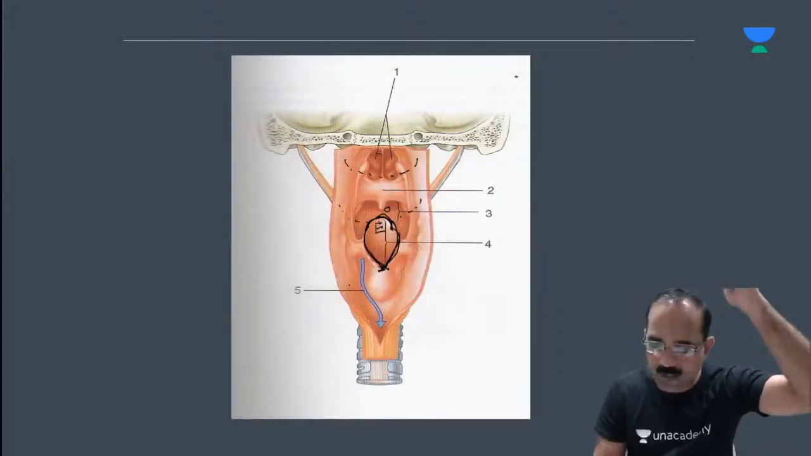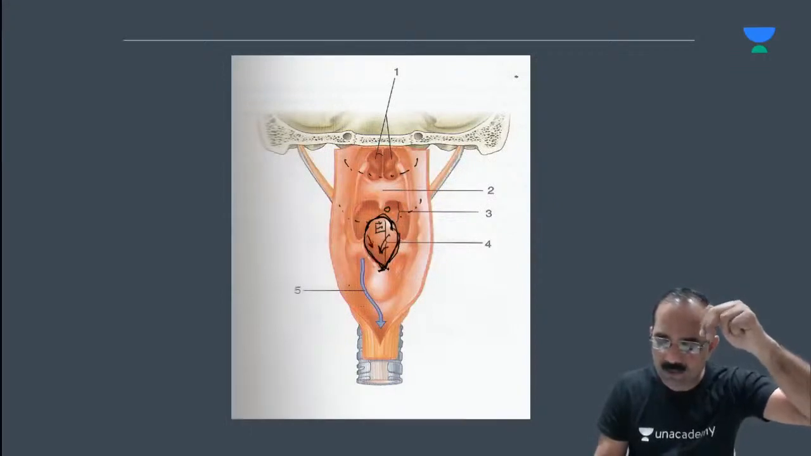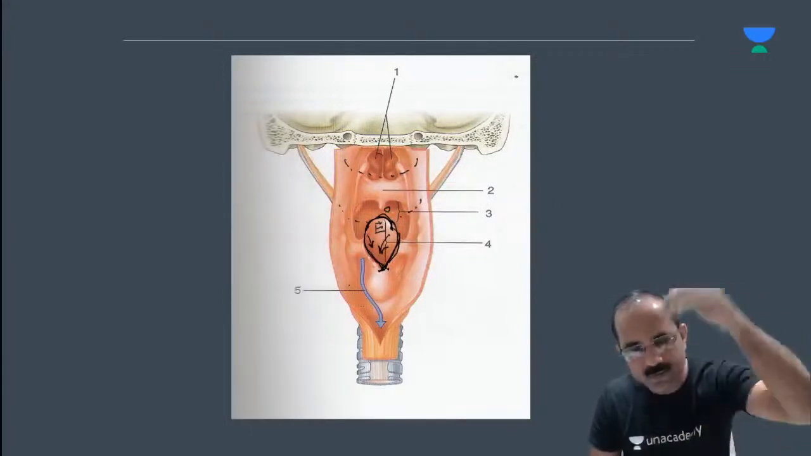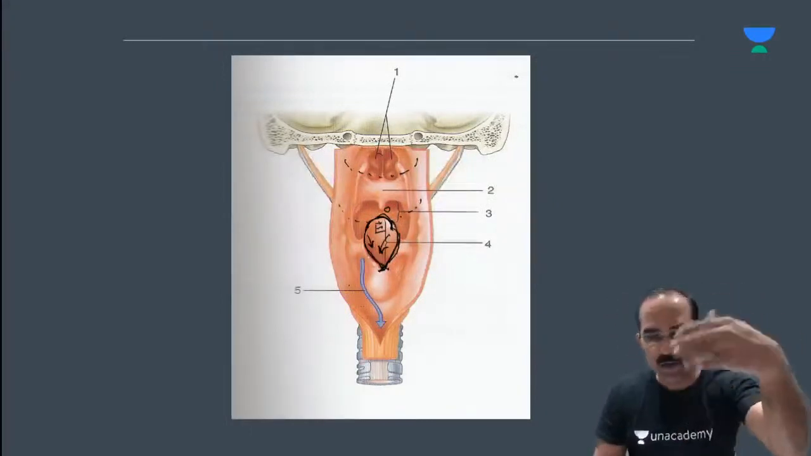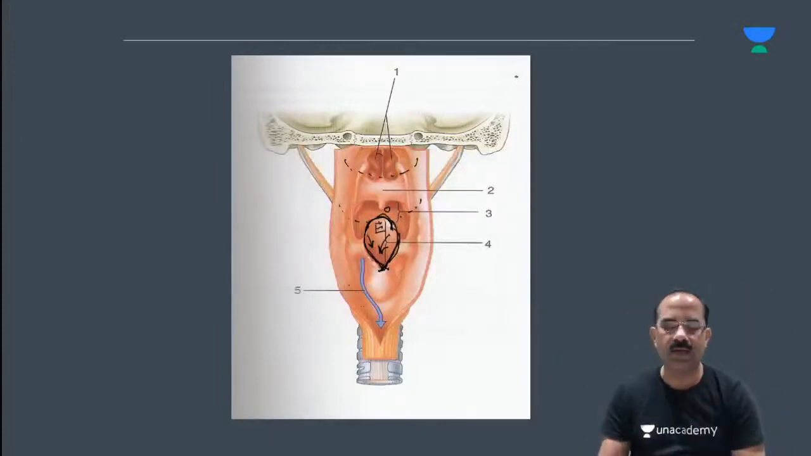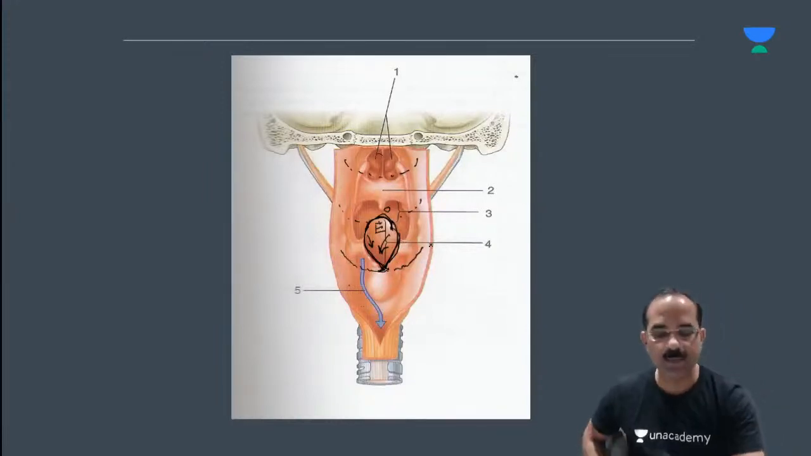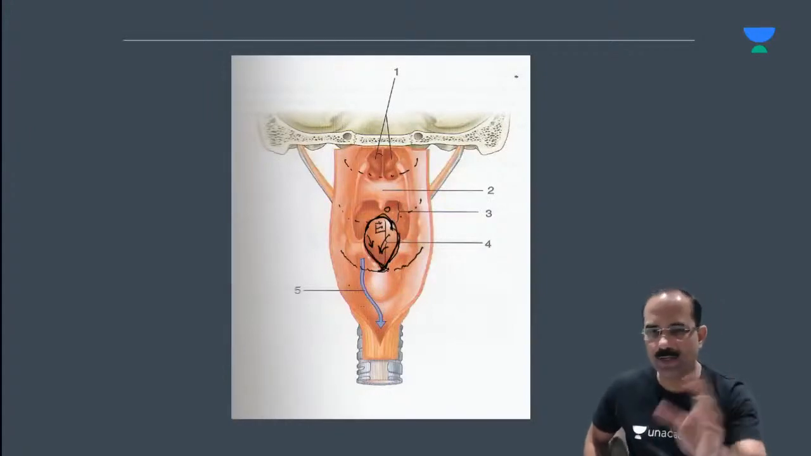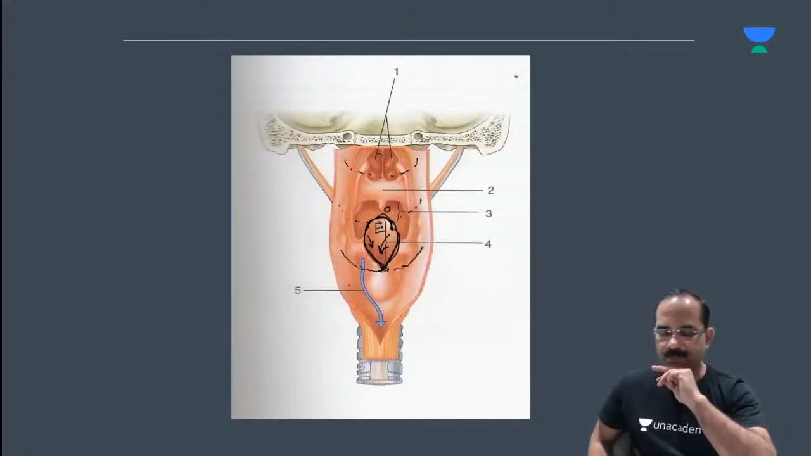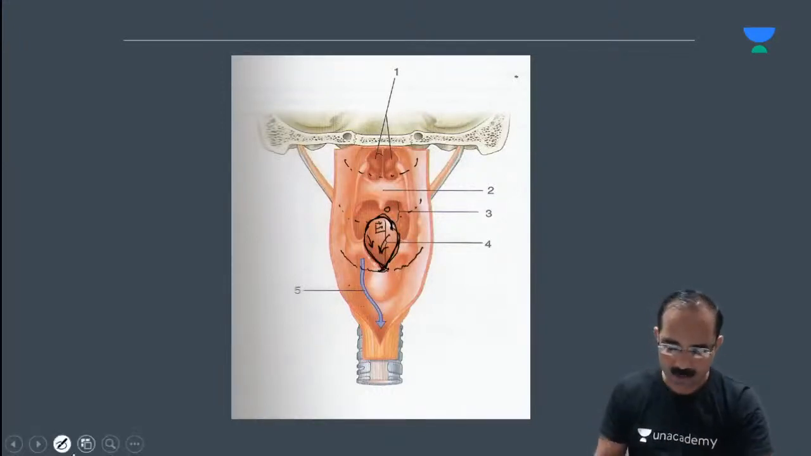And you tell me, if we go inside these aryepiglottic folds, where do we go? Into the larynx. We are right inside the larynx. Clear? And this pharynx behind the larynx is known as what? The hypopharynx or the laryngopharynx. Clear? Fine. Look at this slide.